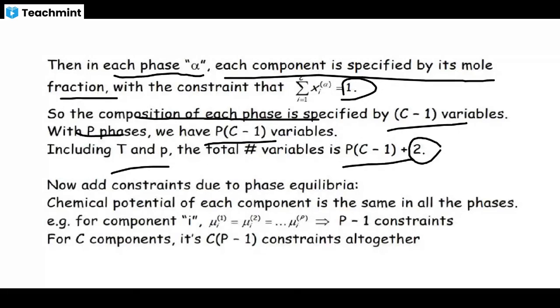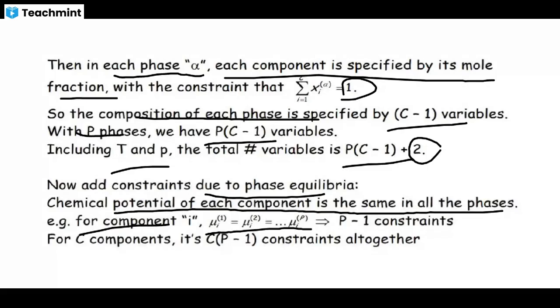Now add the constraints due to phase equilibrium. The chemical potential of each component is the same in all the phases at equilibrium. So for component i, it is the same for all phases, maybe 1, 2, 3 number of phases. In water, the phases are liquid, gas, and solid. If the number of phases equals P, then the number of constraints is P minus 1 for each component. For C components, multiply C into P minus 1 constraints together.